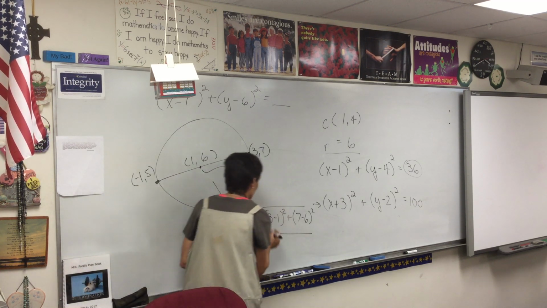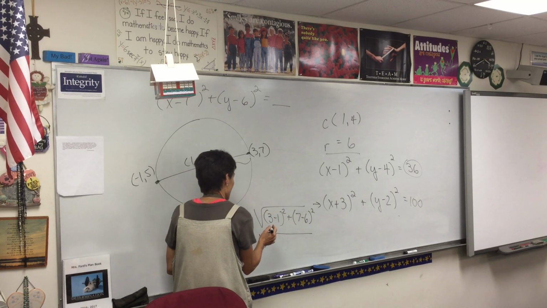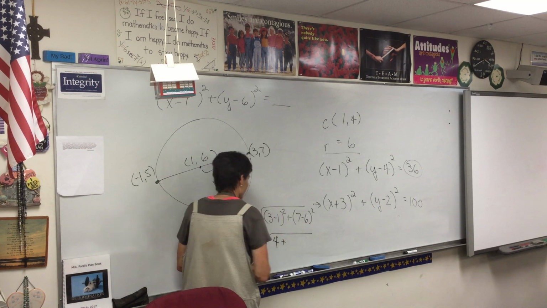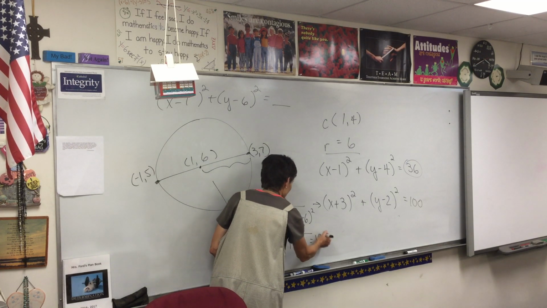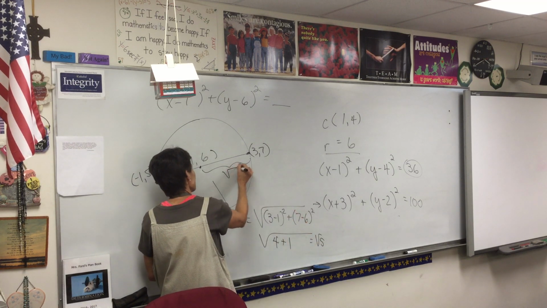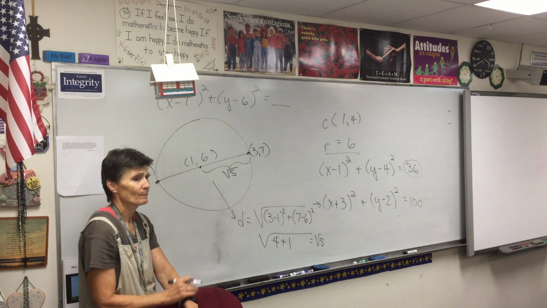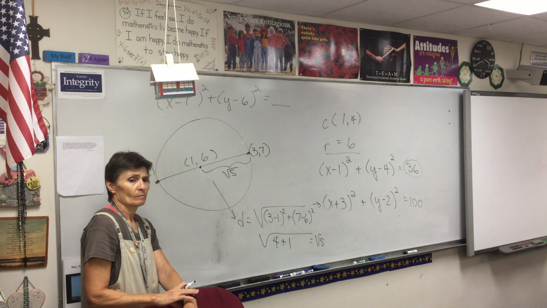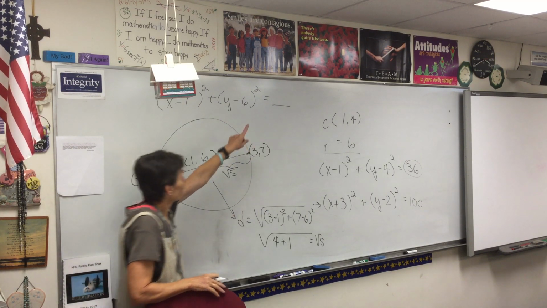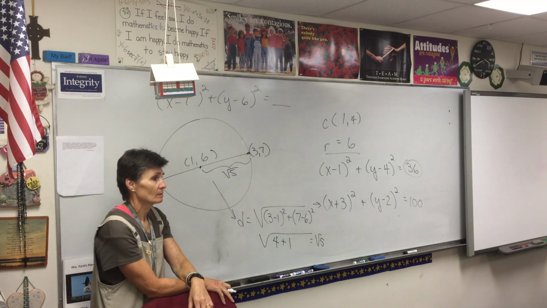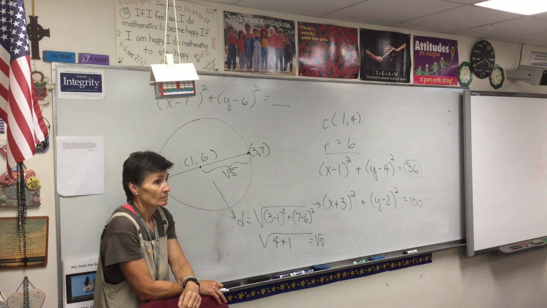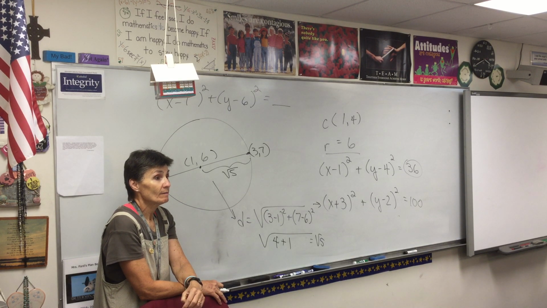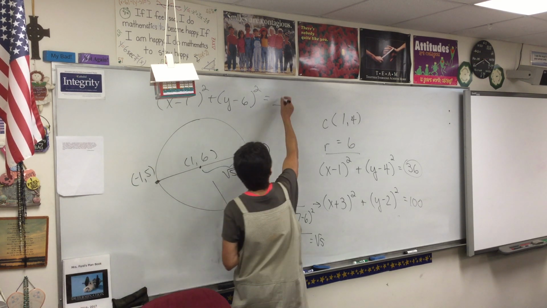So what have we got? 3 minus 1 is 2, squared, 4, plus 7 minus 6 is 1, squared is 1. So root 5. So this distance is the square root of 5. So what goes up here? 10? What'd you say, David? Okay, what is the square root of 25? 5. Yep, that's what goes here.